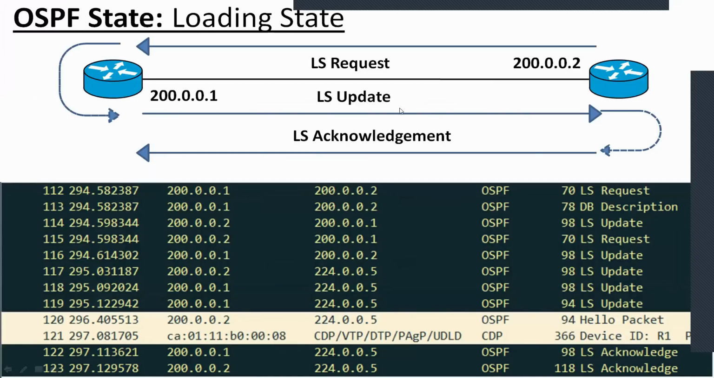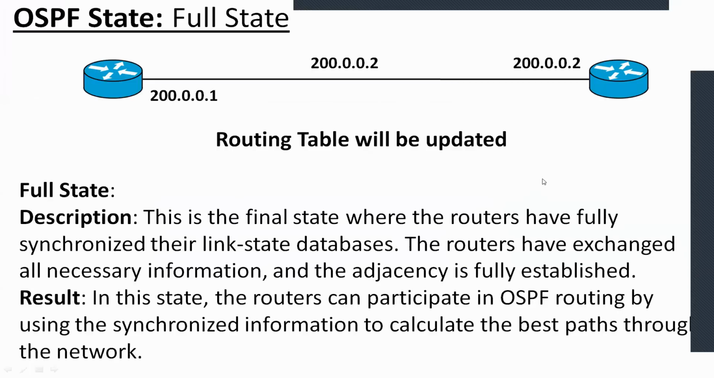So that's all that will be done in loading state, and in our last state, that is full state, the routing table will be created on the basis of the previous link state advertisement results. In this table, the information of directly connected neighbors as well as the best route information will be available. Okay, so dear all, this was the 7-step process of OSPF.